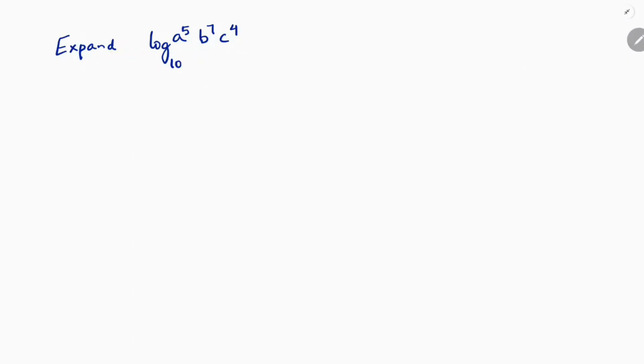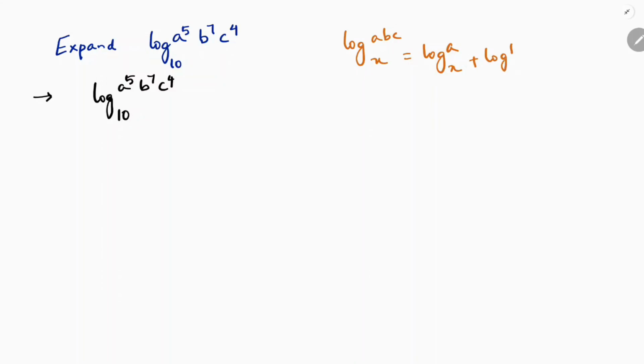Expand log a power 5 into b power 7 into c power 4 to the base 10. So here, log a power 5 into b power 7 into c power 4 to the base 10. So the logarithm of a product, log a b c to the base x, equals log a to the base x plus log b to the base x plus log c to the base x.